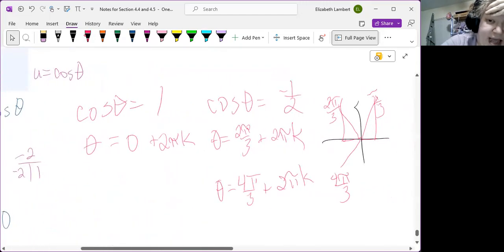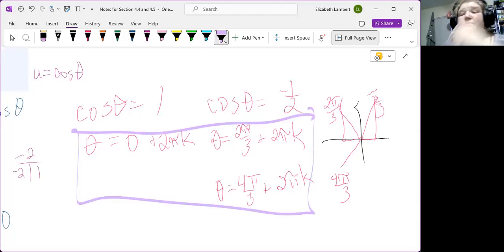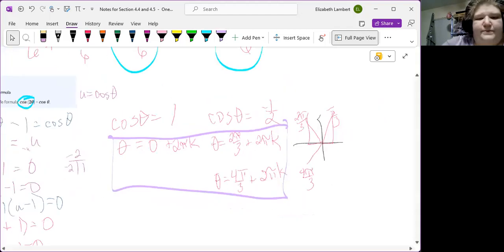They say solve it exactly, so that is our answer, all 3 of those. So we have 0, 2 pi over 3, 4 pi over 3. Then the next smallest angle would be 2 pi. And then we would have 8 pi over 3 and 10 pi over 3. And it would just keep going. A very ridiculous list of answers.